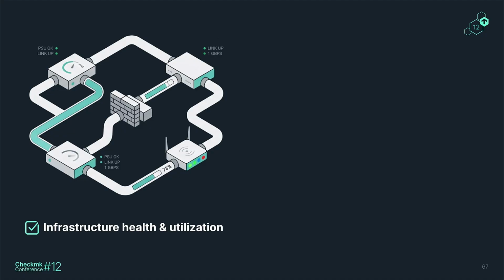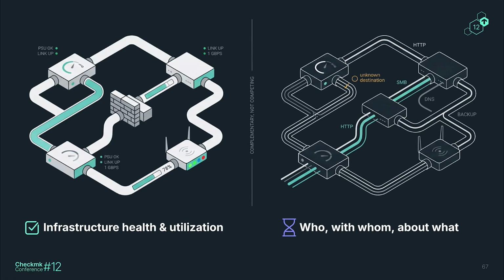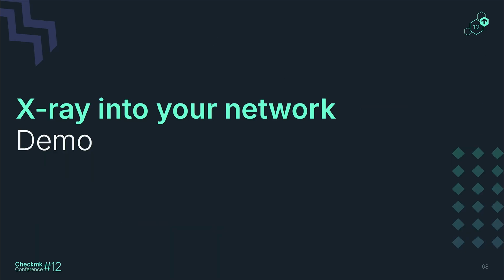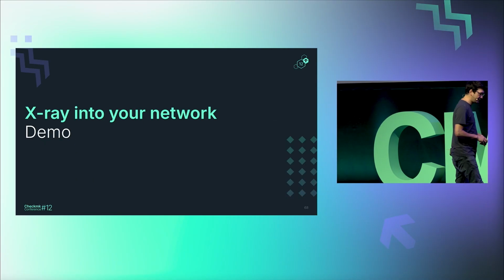And so with Checkmk, we can see the health of network devices. We can look from the outside. We can see utilization. We can see 78% of the pipe is full. But what we don't know is who is talking with whom and why and about what. And the knowledge about that is called network flow monitoring. And so with 3.0, we plan to introduce network flow monitoring to Checkmk in a native fashion. And so let's take a look at that together. I also have a demo for that.